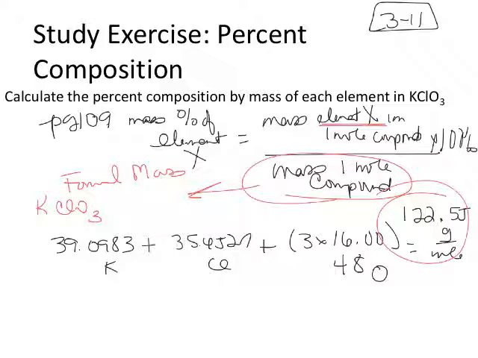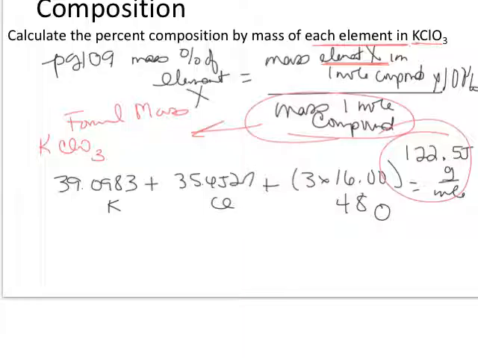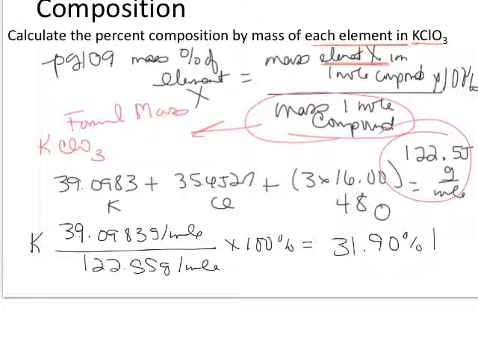You want the mass of each element. So we're going to have to do this 3 times, because we have 3 elements: potassium, chlorine, oxygen. Now we look at the periodic table, and you only have 1 potassium, so it's 39.0983 grams per mole, divided by the mass of potassium perchlorate, 122.55 grams per mole, times 100%. That equals 31.90% potassium.